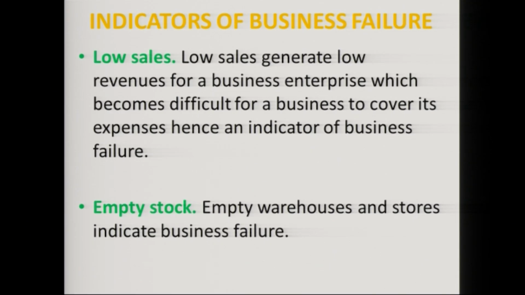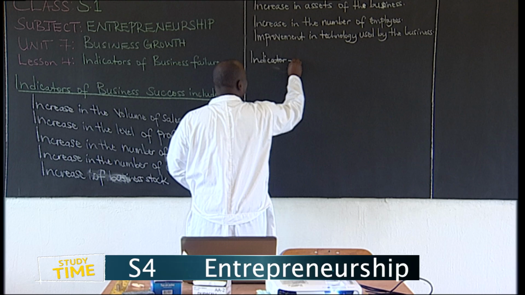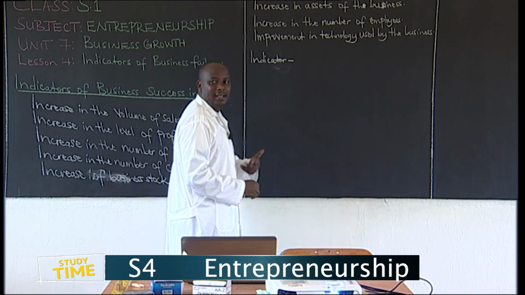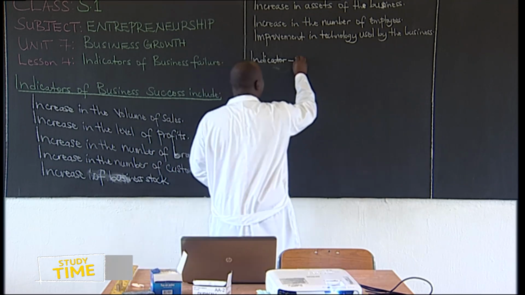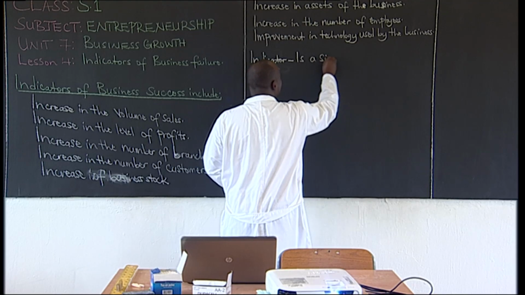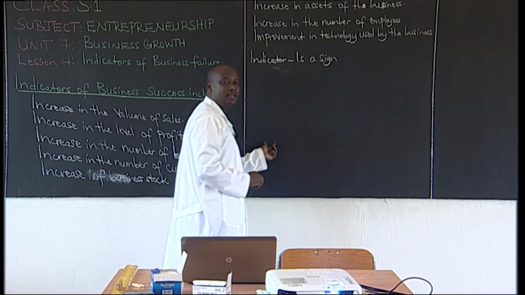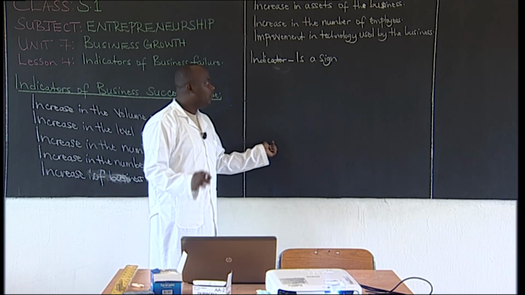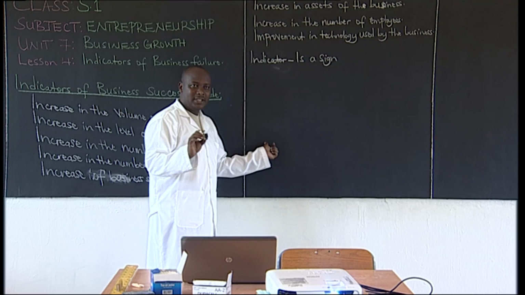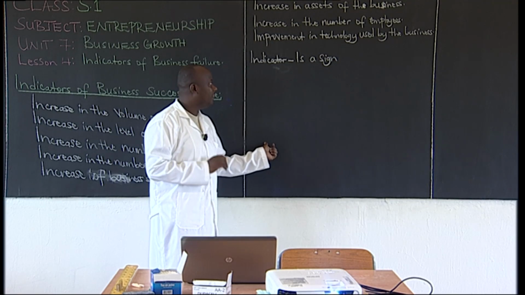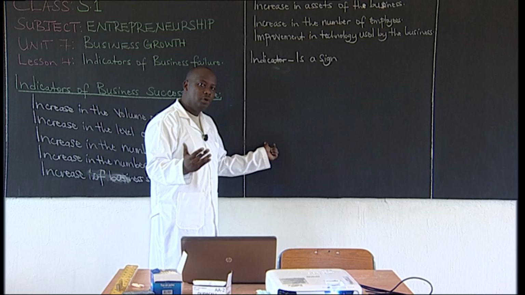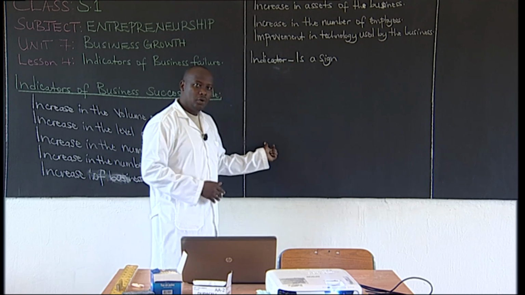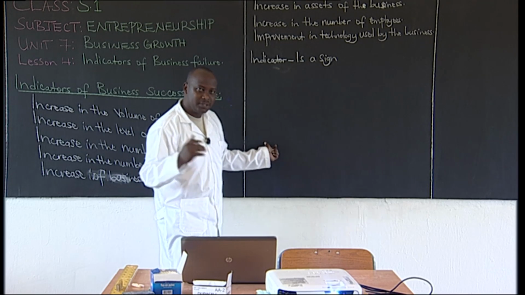In today's lesson, we are going to discuss the indicators of business failure. And what is an indicator? The meaning of the word indicator: an indicator is a sign showing something. Indicators of business failure are the signs that show a business is failing or a business is about to collapse.